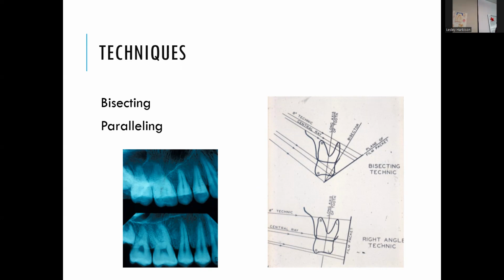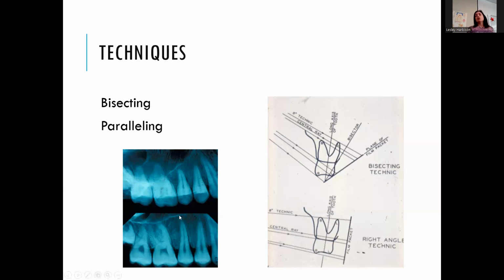A lot of times we do bisecting the angle when somebody is not tolerating the XCP for whatever reason. There's something going on in their mouth, we just can't access the angle very well, their mouth is small, or maybe they have big tori or torus or something. And so then we use a snap array, and then we have to figure out the angle. We'll talk about how we get that.